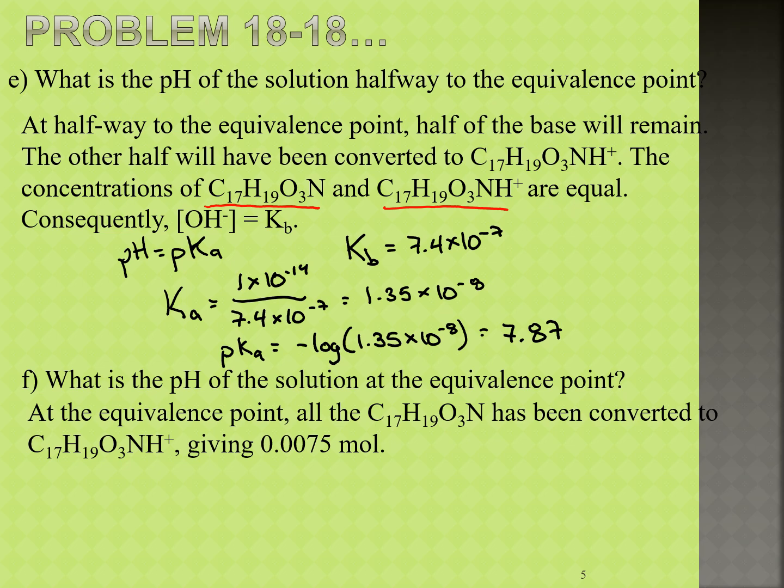All right. Now, lastly, we're going to move on to F. And F makes us have to think a little bit about what's happening here. This is where we're going to go back and use that volume that we found much earlier in part C. It says, what is the pH of the solution at the equivalence point? Okay, so if we think about at the equivalence point, we have converted all of our morphine into its conjugate acid, right?